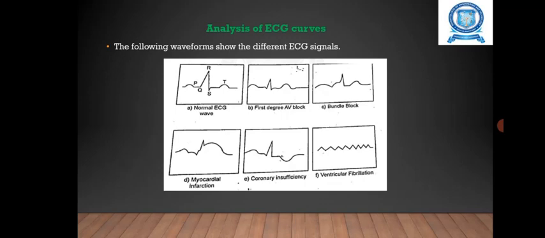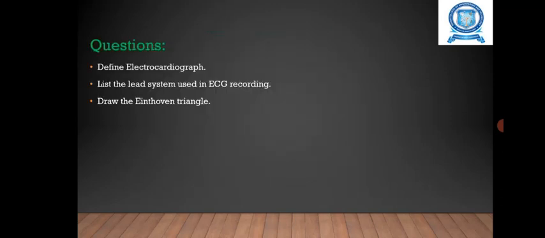Next one is analysis of ECG curves. Here the normal conduction system is disturbed, therefore the beat rate will be slower than the normal rate. This state is called heart block. There are different types of heart blocks: normal ECG wave, first degree AV block, bundle block, myocardial infarction, coronary insufficiency, ventricular fibrillation.